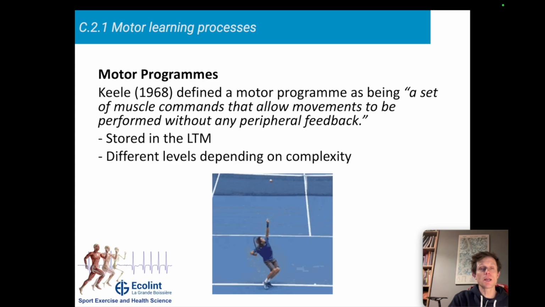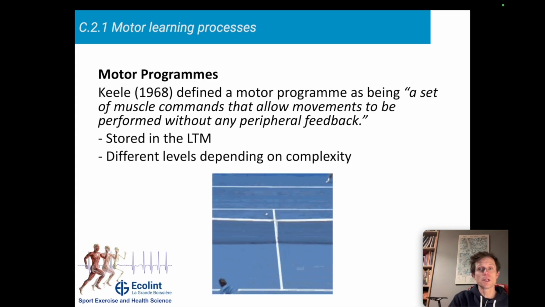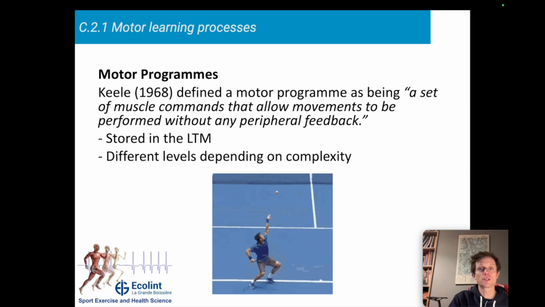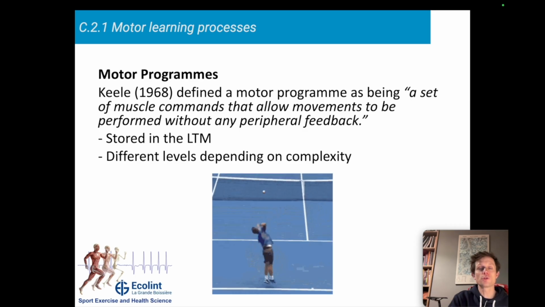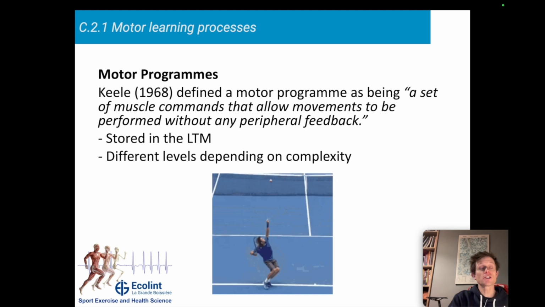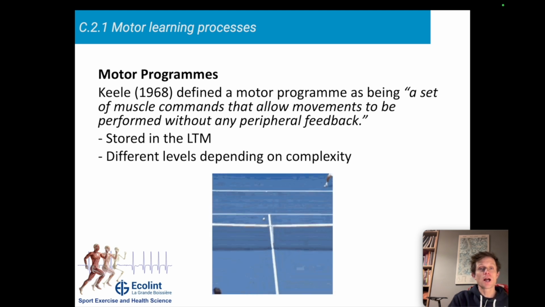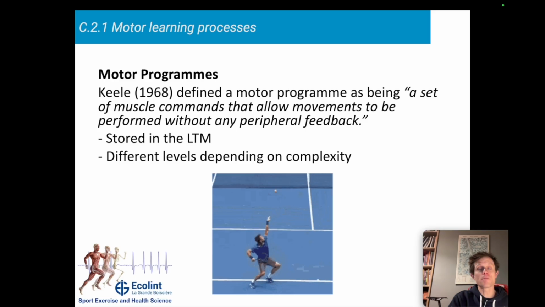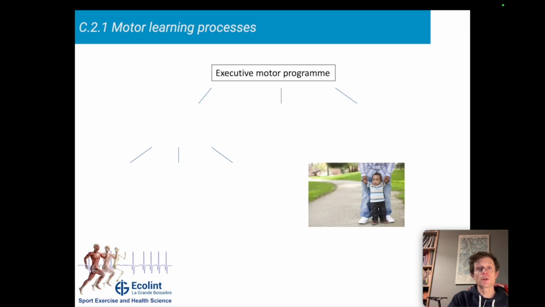In 1968, Keele defined motor programs as being a set of muscle commands that allow movements to be performed without any peripheral feedback. His idea was that these get stored in the long-term memory in different levels depending upon their complexity. Here we can see a diagram demonstrating the different levels of these motor programs.